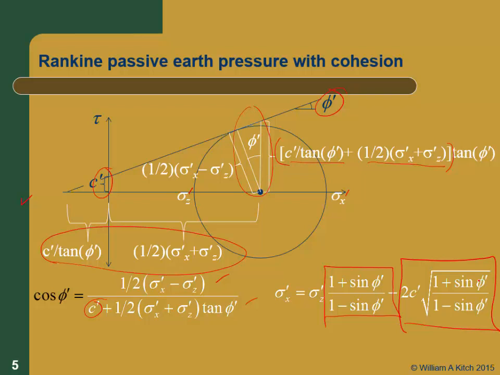And notice what the term inside the radical is. What's this term? 1 plus sine phi over 1 minus sine phi. That's the same term as this, right? So I can now define sigma prime x as sigma prime z times Kp plus 2 times c prime times the square root of Kp. I'll give you a minute to write that down, and we'll have a little philosophical thing to talk about here for a moment.